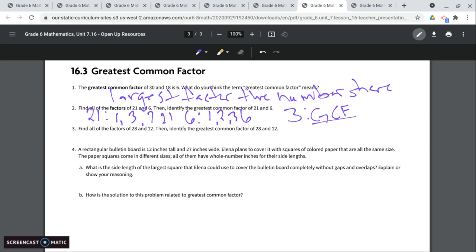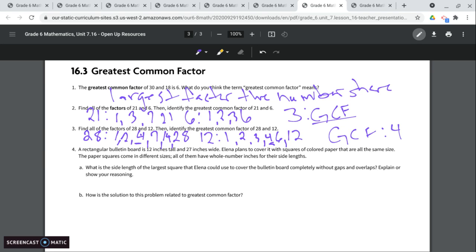All right, for 28 and 12 is the next one. So 28, we could do 1 and 28, 2 and 14, 4 and 7. And then for 12, we have 1 and 12, we have 2 and 6, we have 3 and 4. So what's the greatest factor that they both share? That would be the 4. So its GCF is 4.